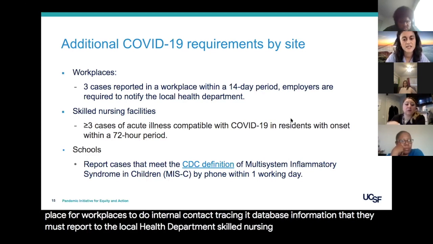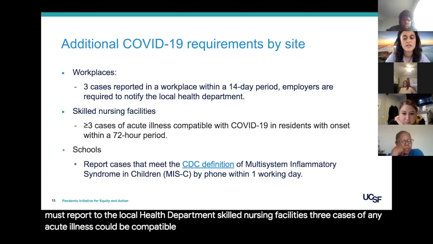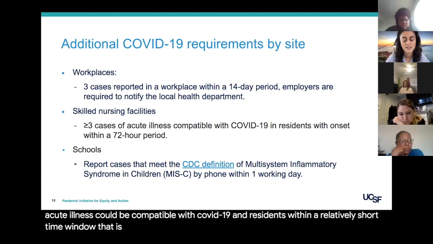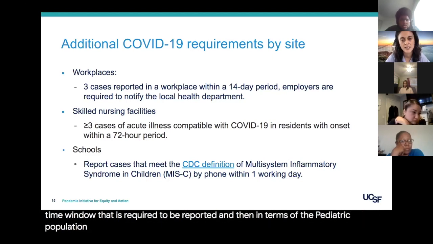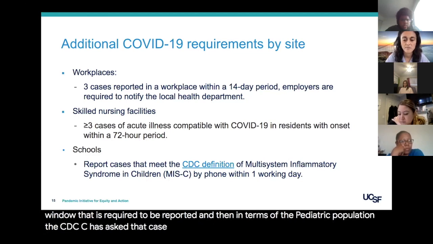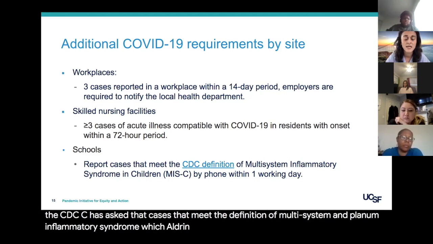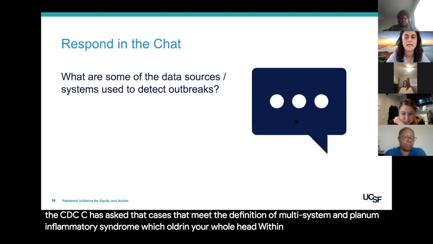Skilled nursing facilities must report 3 cases of any acute illness that could be compatible with COVID-19 in residents within a relatively short time window. And in terms of the pediatric population, the CDC has asked that cases that meet the definition of multi-system inflammatory syndrome in children be reported within 1 working day. Next. Okay, so we're going to go back to the chat.